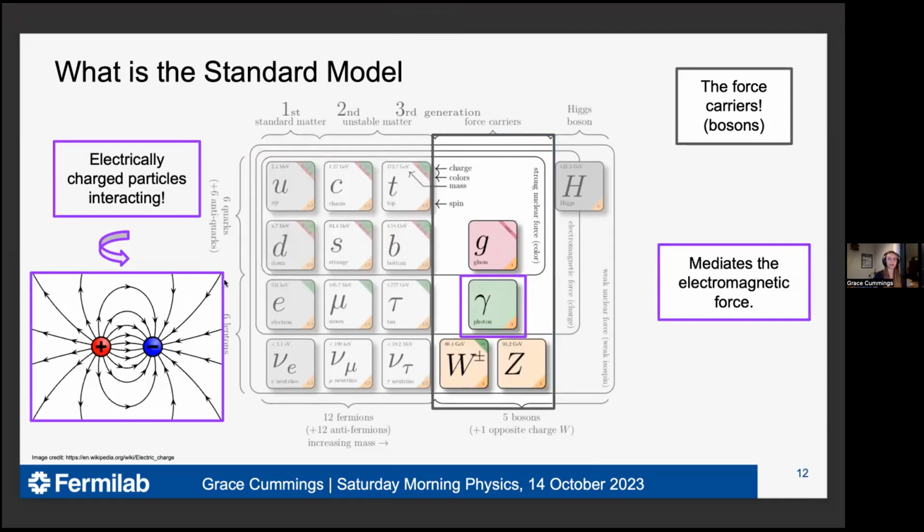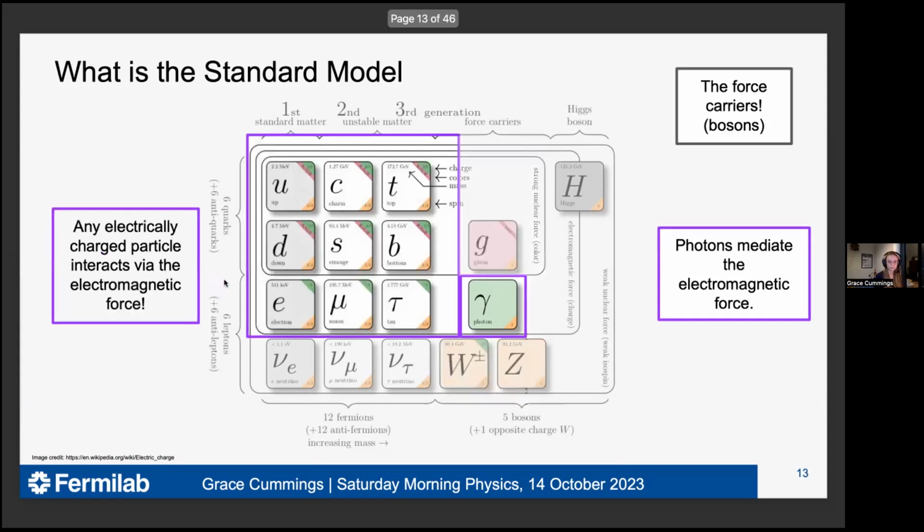Next, we have the photon, and this is probably the force that everyone is most accustomed to thinking about. Photons mediate the electromagnetic force. This is how electrically charged particles interact. This is when you say that oppositely charged particles attract, same charged particles repel. That is all happening through the exchange of a photon, which is mediating the electromagnetic force. Anything that's charged interacts through the electromagnetic force. That's all of these particles up here in the standard model.